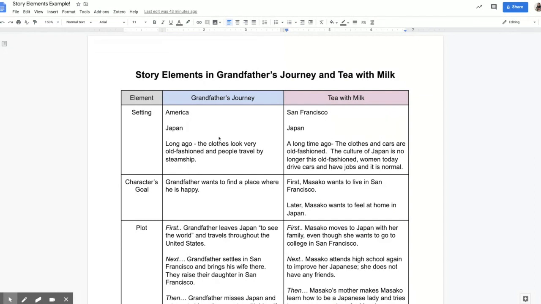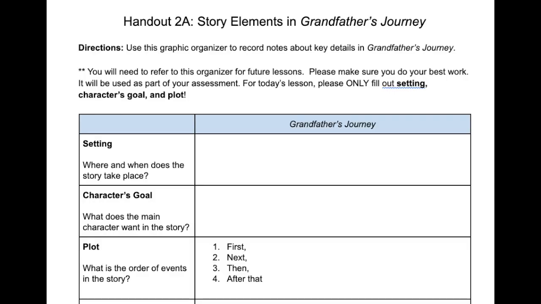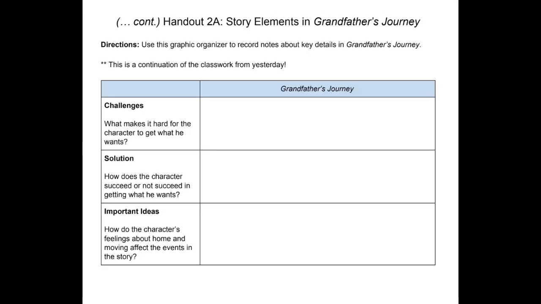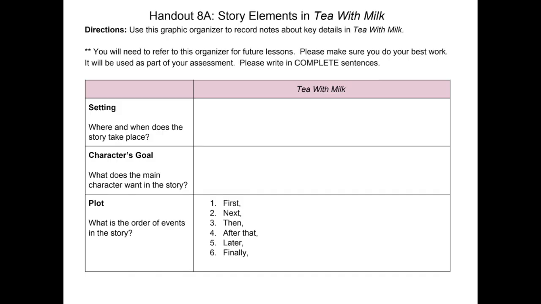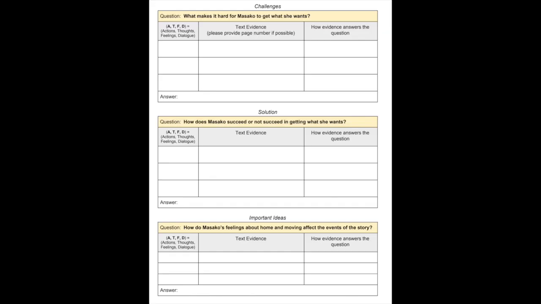for this part, I also want to say before I begin, I want you to also look at your own story elements. So I'm going to show you images of what they are now. So here is lesson 2 classwork. The first 3 boxes you needed to fill out. Here is lesson 3 classwork, the last 3 boxes to fill out. And here is lesson 6, the central message of Grandfather's Journey. This is what the graphic organizer should look like. And here is lesson 8 classwork, setting characters, goal, and plot. And finally, lesson 9 classwork.